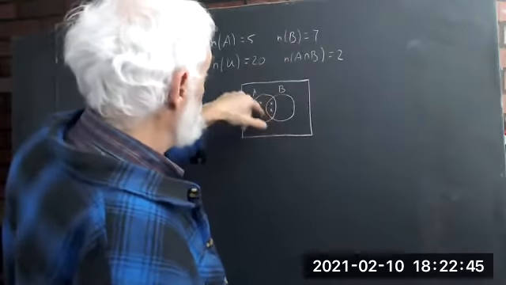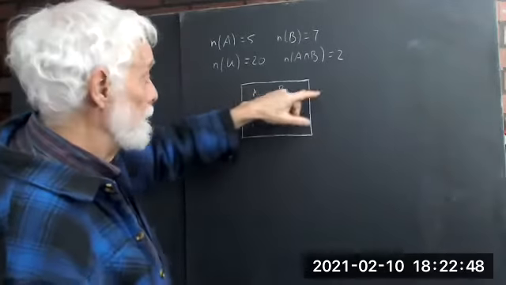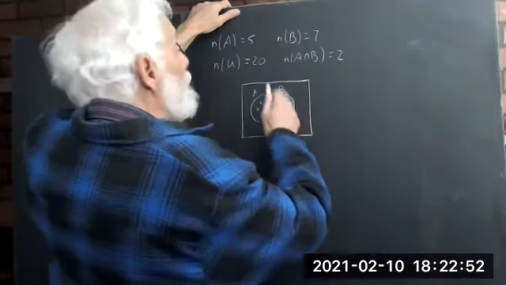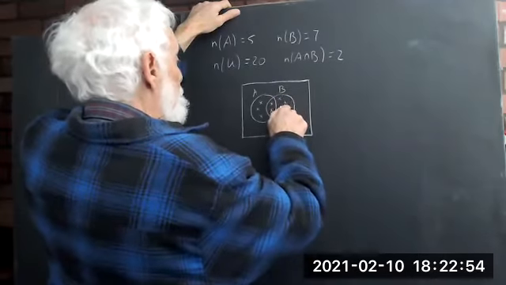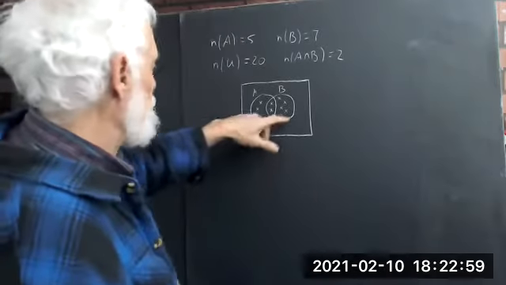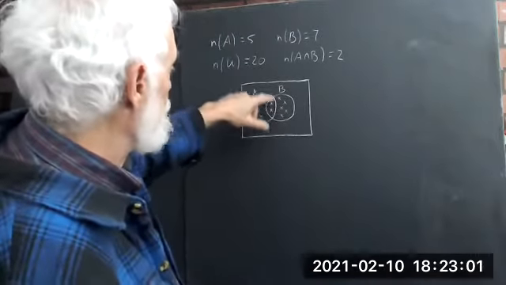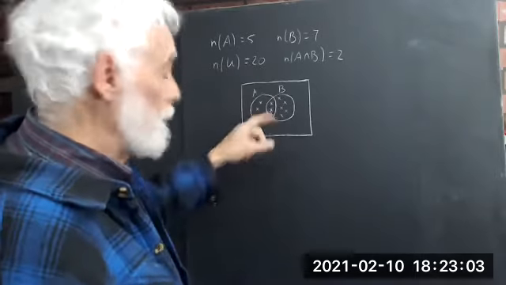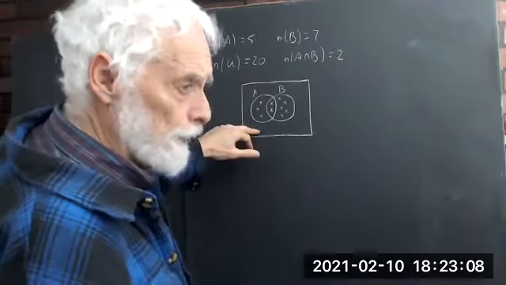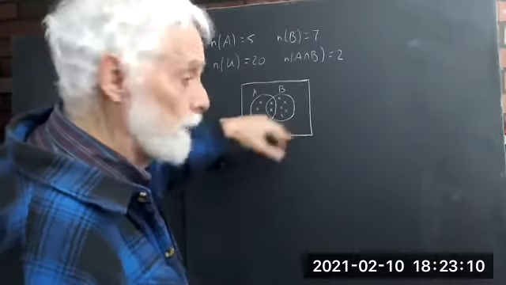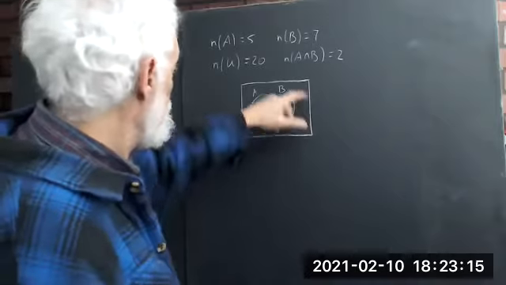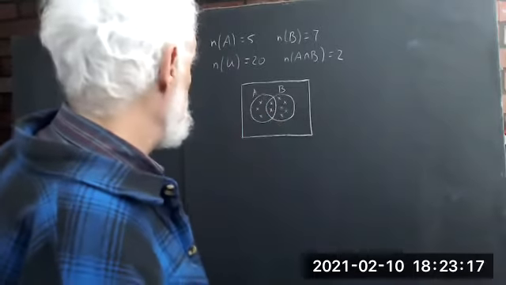7. So here's B. It includes the 2 that are in A intersection B. We have to have 7 elements in B, so we better have 5 more. Okay, so now there are 7 elements in B, 5 elements in A, and 2 elements in A intersection B. Now there are a total of 20 elements in the whole universal set. So the rest of them have to go out here, outside of A union B.